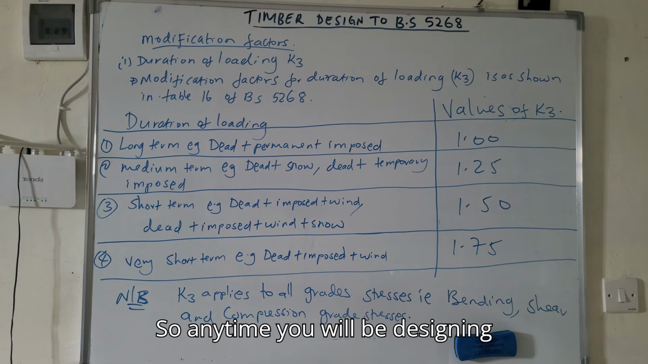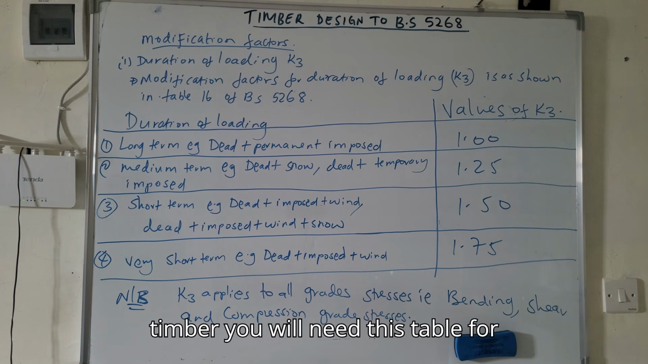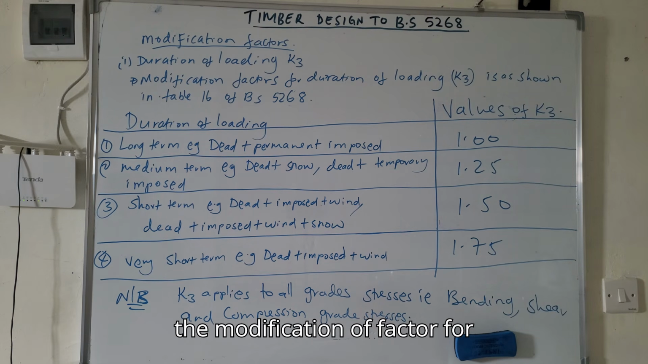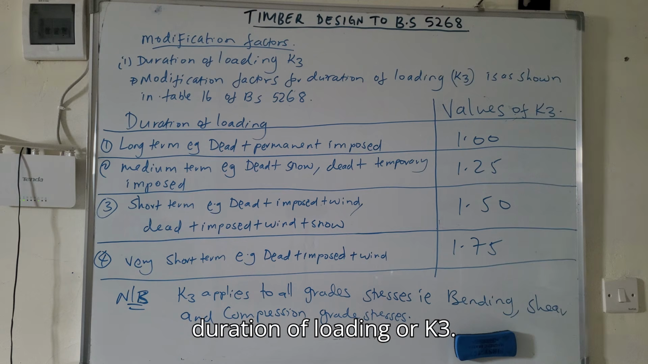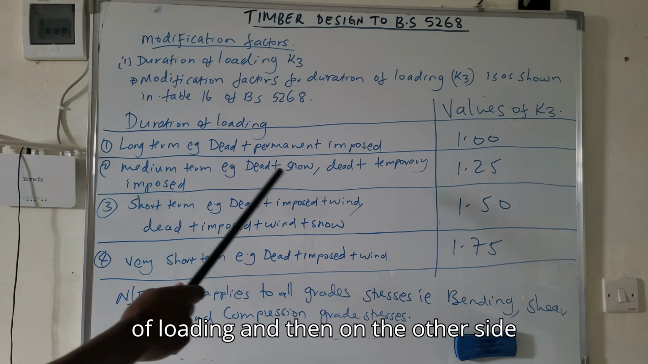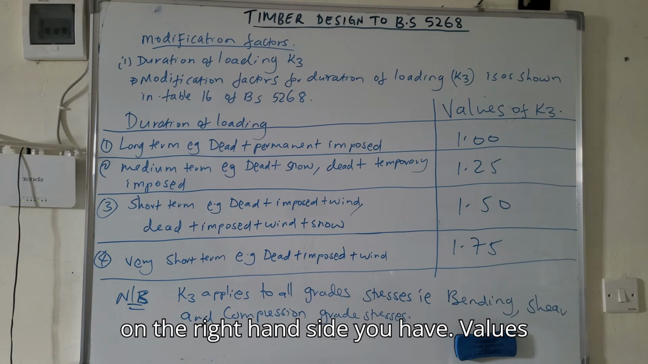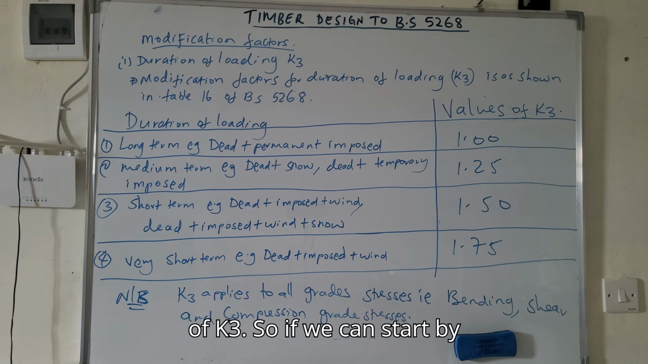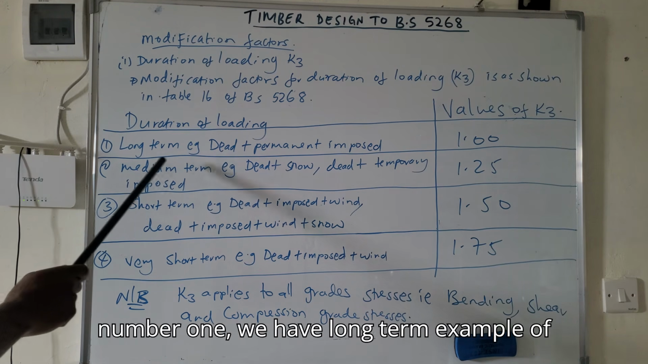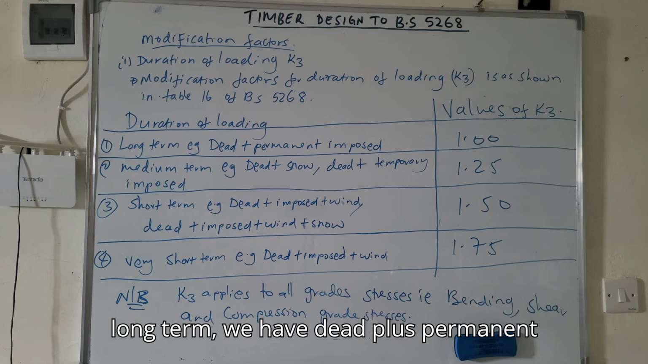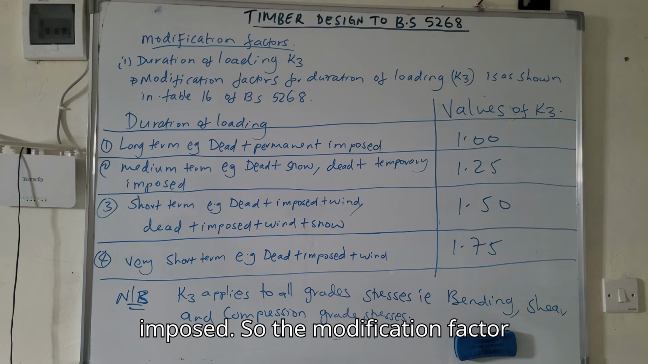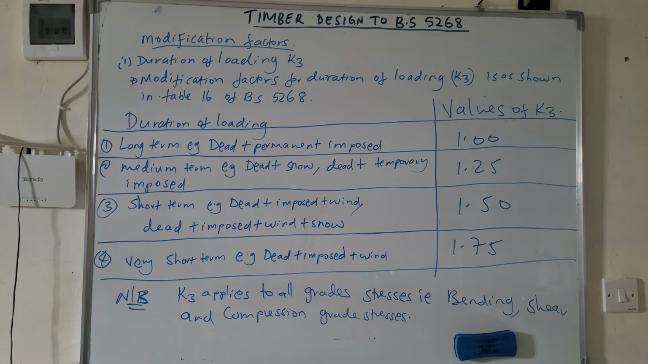Anytime you will be designing timber, you will need this table for the modification factor for duration of loading, K3. We have the duration of loading, and then on the right hand side you have the values of K3. Starting with number one, we have long term. An example of long term is dead plus permanent imposed. The modification factor will be 1.0.